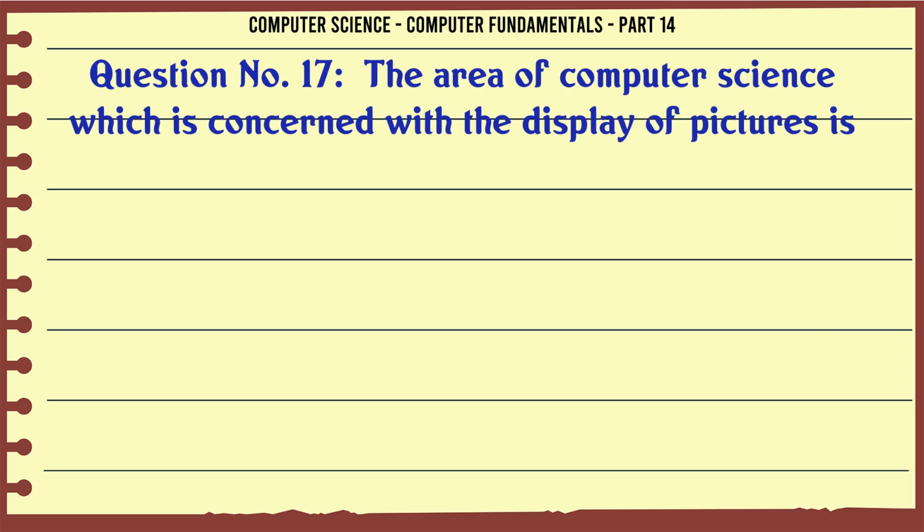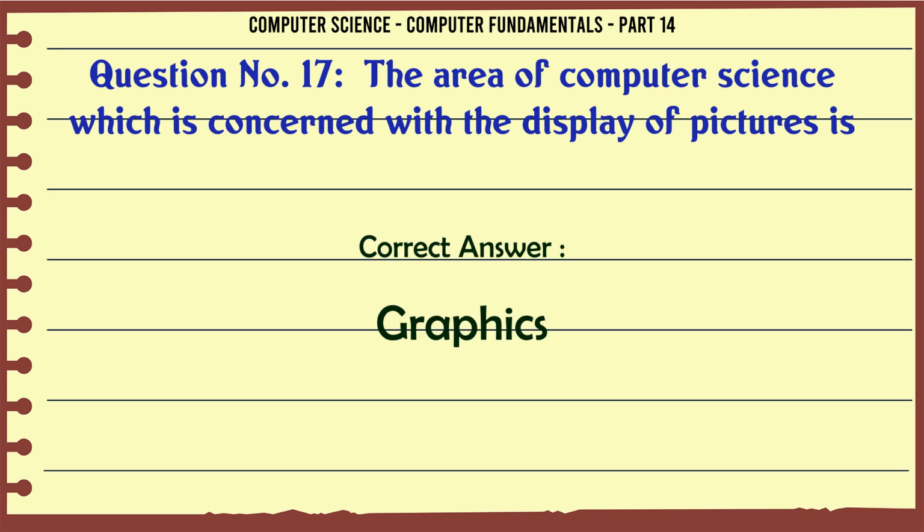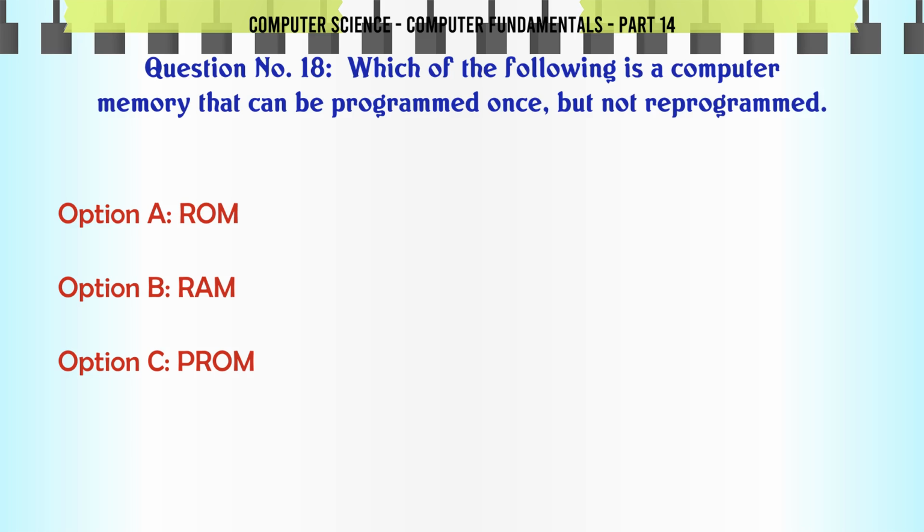The area of computer science which is concerned with the display of pictures is A. networks, B. graphics, C. designing, D. architecture. The correct answer is graphics.